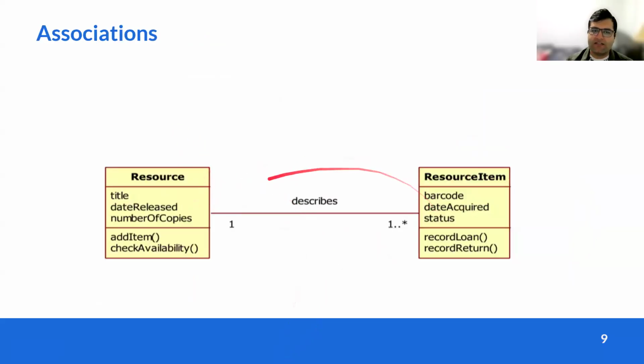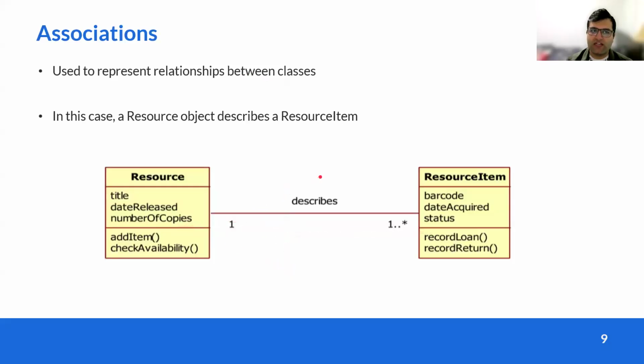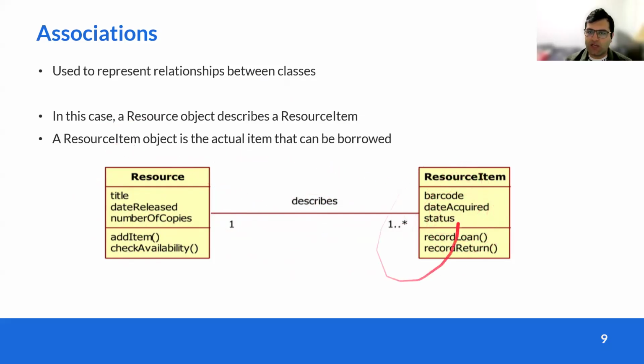Then different classes have associations. Associations are used to represent relationships between classes. How do these two relate to one another? In this case, a resource object describes a resource item. This is what the relationship means. So you have a resource, and then you have different resource items. This is what you can borrow. You don't borrow resources, you borrow resource items.